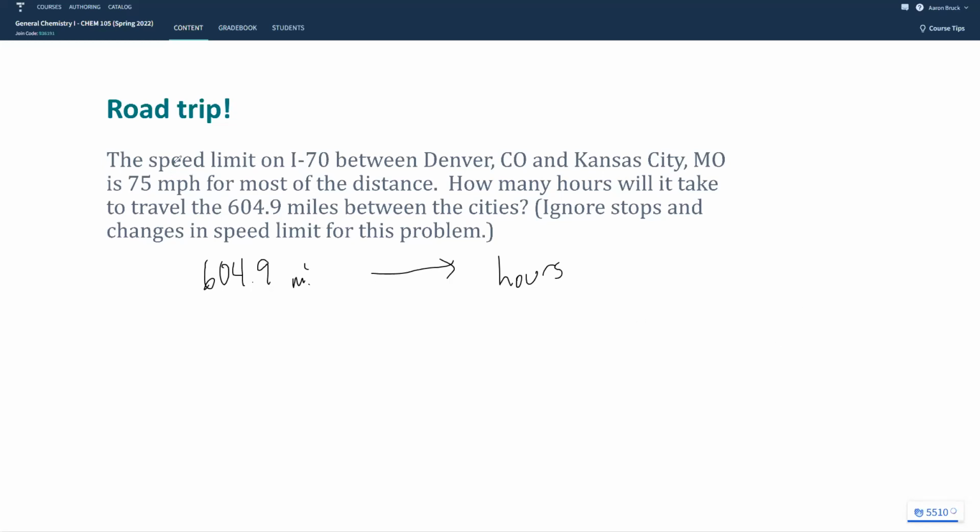And there's really only one conversion for this. It's 75 miles per hour. 75 miles, so the word per is going to indicate a fraction. It means that for every 75 miles traveled, it will cost me 1 hour. Which means I can set up a conversion factor of 75 miles in 1 hour, or vice versa, depending upon the situation.